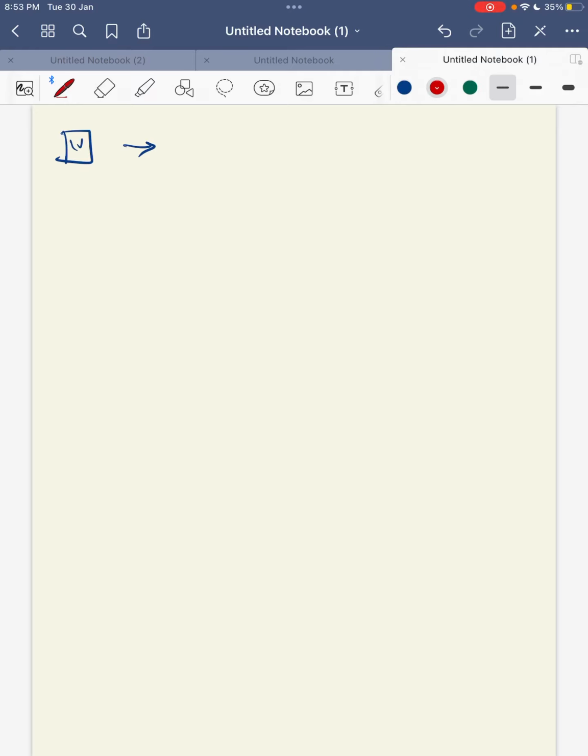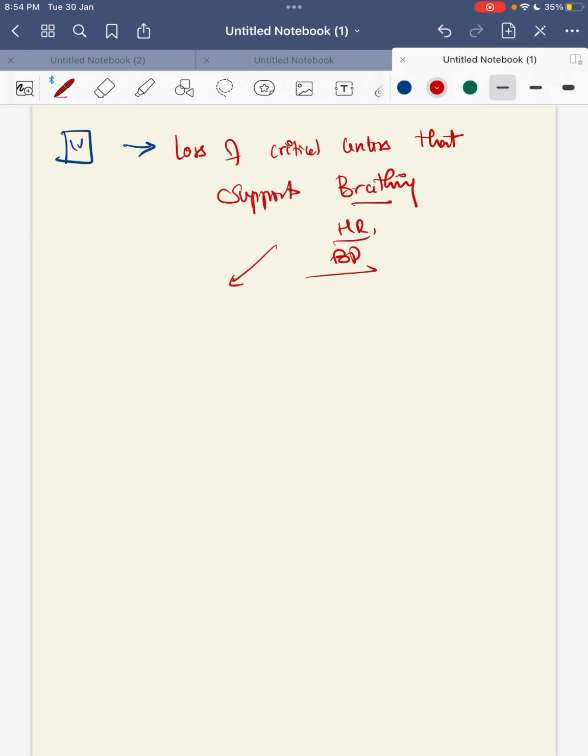In stage 4, there will be loss of the critical centers that support breathing, heart rate and blood pressure. So it will ultimately lead to death. Okay, these are the 4 stages in SSPE.